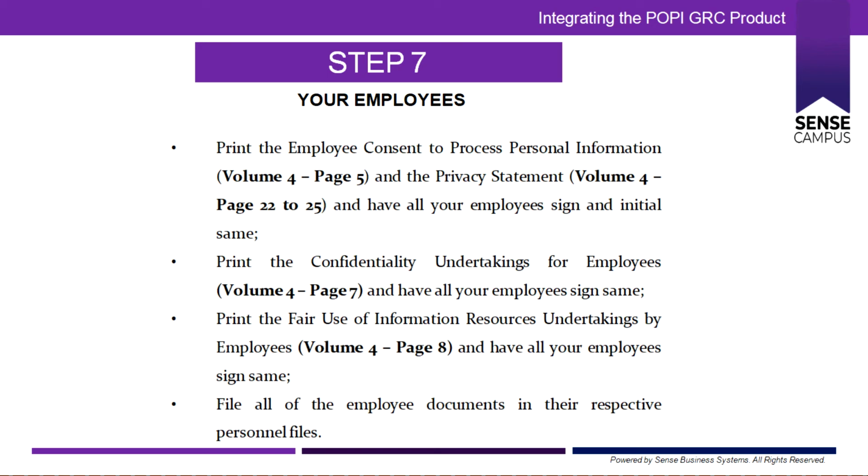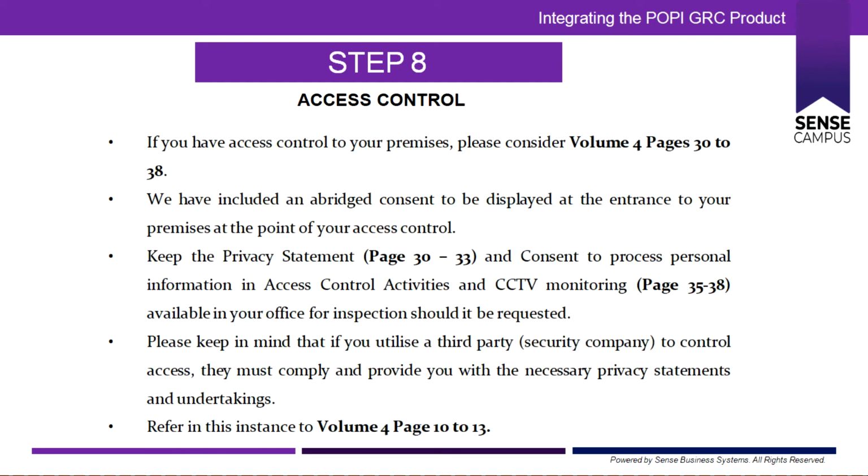Print the confidentiality undertakings for employees, contained in Volume 4 page 7, and have all your employees also sign same. Print the fair use of information resources undertakings by employees, contained in Volume 4 page 8, and have all your employees sign it. File all of the employee documents in their respective personnel files. Step 8.